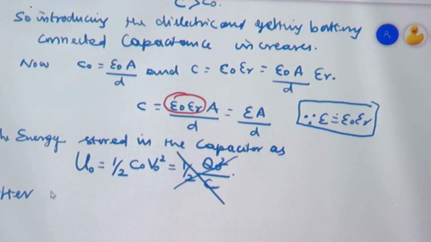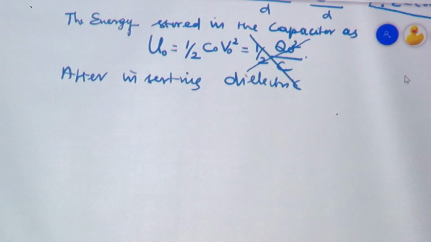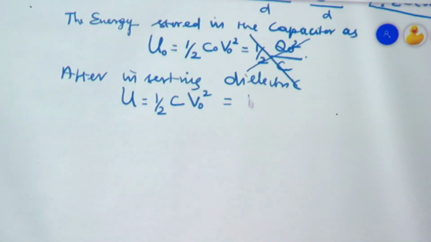Now, after inserting the dielectric, what is the energy? We can say, after inserting the dielectric, the energy available is epsilon, which is half into C into V0 square, since the potential is constant. How can you replace this? Instead of C, I can write C0 epsilon r, so half C0 epsilon r V0 square.